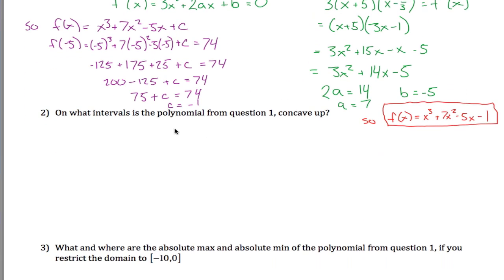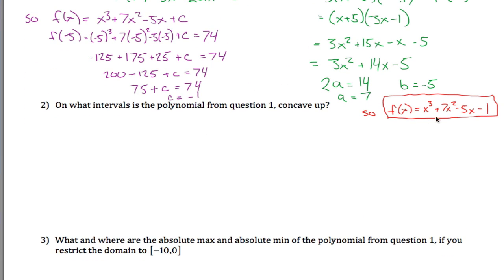Whew, all right. And then part 2 says, okay, this polynomial you just figured out, when is it concave up? Okay, it's concave up if its second derivative is positive. So let's figure out what its second derivative is. Well, first of all, its first derivative is 3x squared plus 14x minus 5. Easy enough to take the derivative of a polynomial. Similarly, we can take the derivative of the first derivative to get the second derivative. The derivative of 3x squared is 6x. Derivative of 14x is 14.